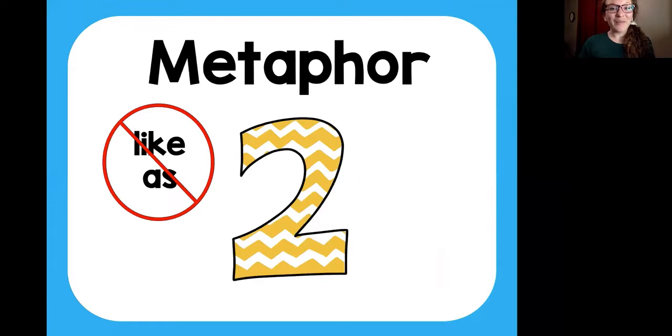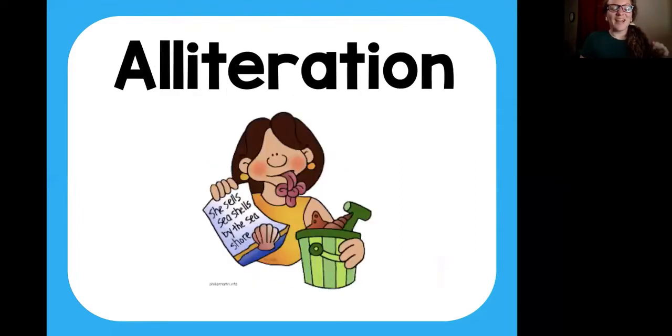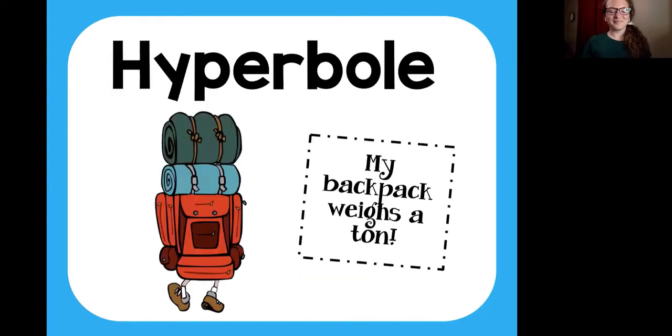Great job. Mirror words. Metaphor compares two things, does not use like or as. Alliteration. Mirror words. Alliteration. Tongue twisters. Same beginning sounds. Your turn. Good job. Mirror words.